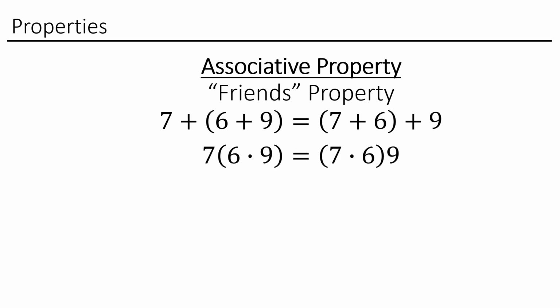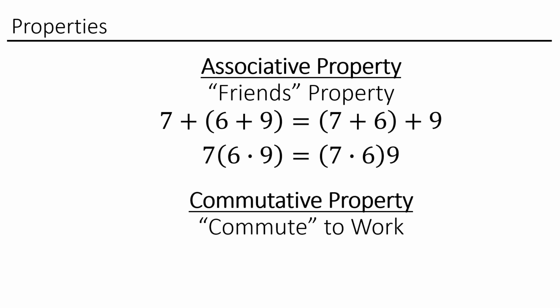It works the same way for multiplication. In multiplication, I can multiply these 2 first and then multiply by 7, or multiply these 2 and then multiply by 9. I'm going to get the same answer. You just need to be able to recognize that when you see these 3 numbers written like this, this is an example of the associative property.